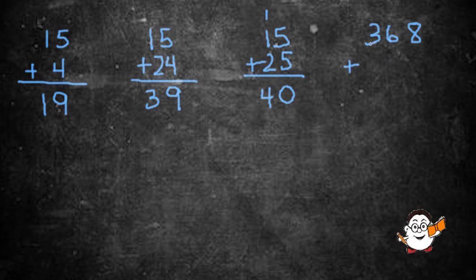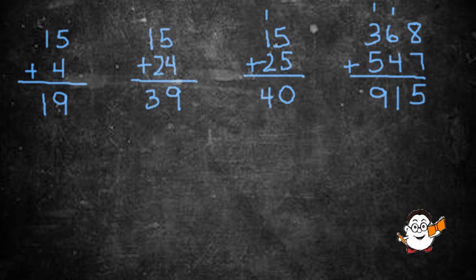Let's try adding three-digit numbers. 368 plus 547. 8 plus 7 is 15. Write your 5, carry your 1 to your tens place. 1 plus 6 equals 7. 7 plus 4 equals 11. Write your 1, carry your 1 to your hundreds place. 1 plus 3 equals 4. 4 plus 5 equals 9. Our answer is 915.